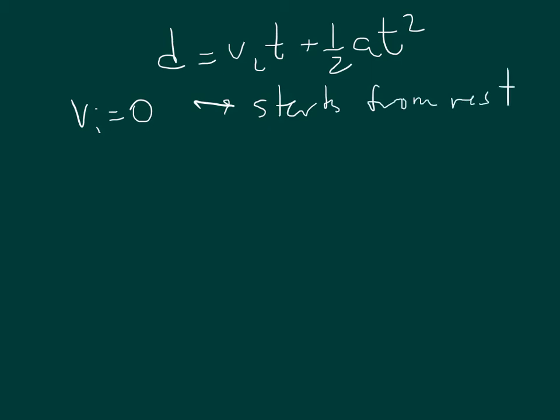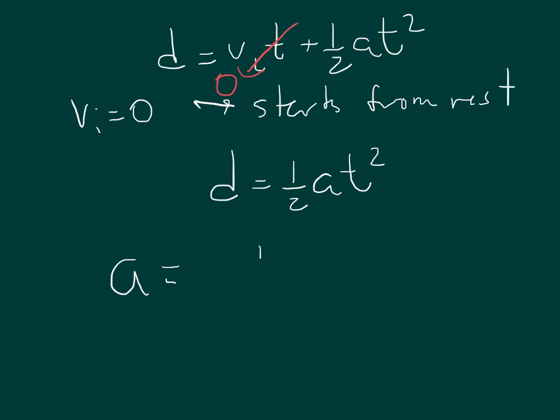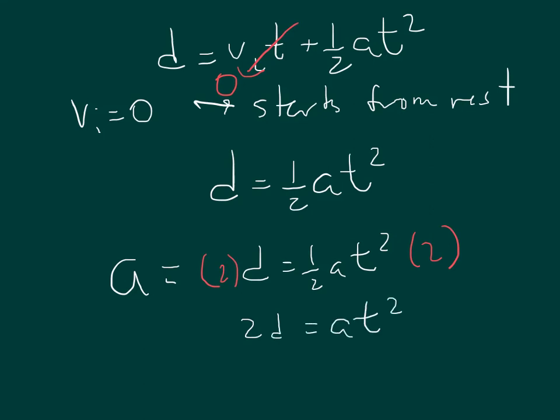If my object starts from rest, then you know that this whole first term goes to 0, and I'm left with just 1/2 AT squared. So let's rearrange this in terms of A first. Okay, so we have our 1/2 AT squared. So what I would do is multiply both sides by 2. That would leave me with 2D equals AT squared. And then I would divide both sides by T squared.